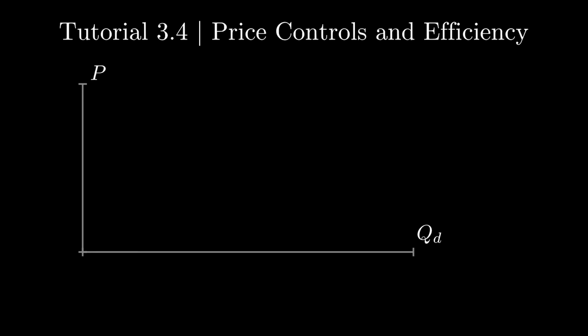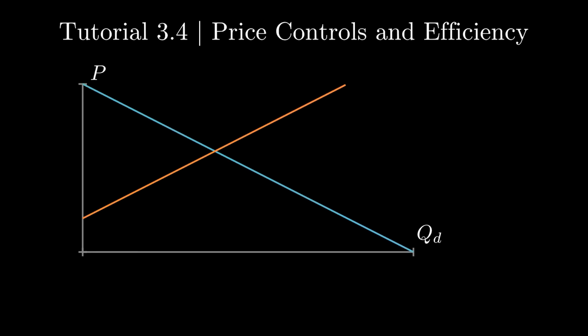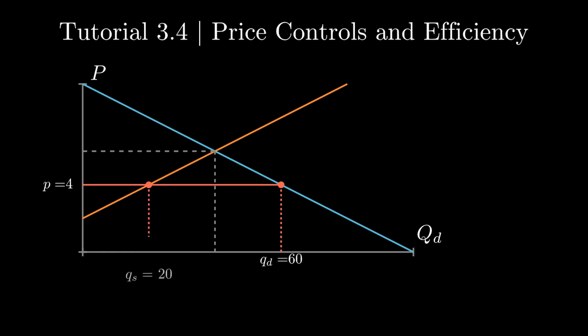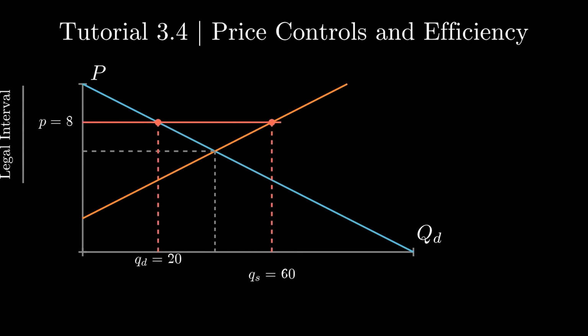So to start, let's set up a supply and demand system. And let's impose a price floor, which is a legal minimum price. If we impose the price floor below equilibrium, the control is not binding. So let's instead impose the price floor above equilibrium.